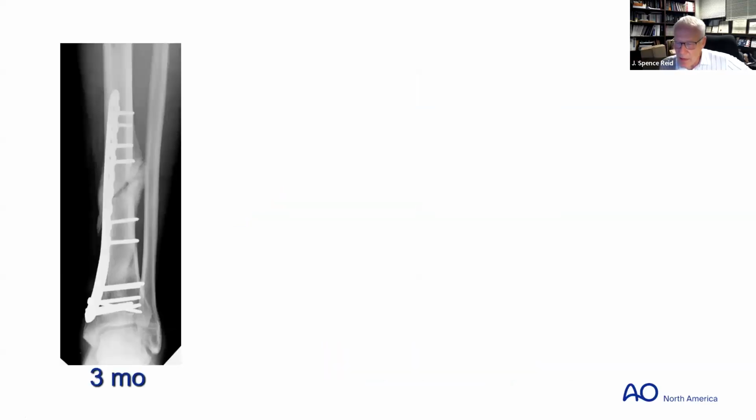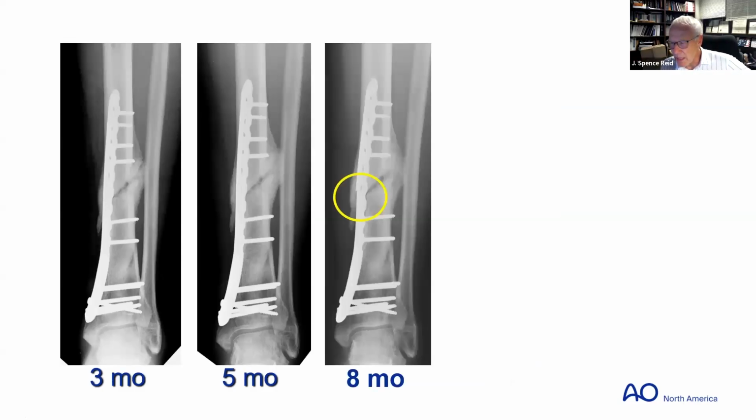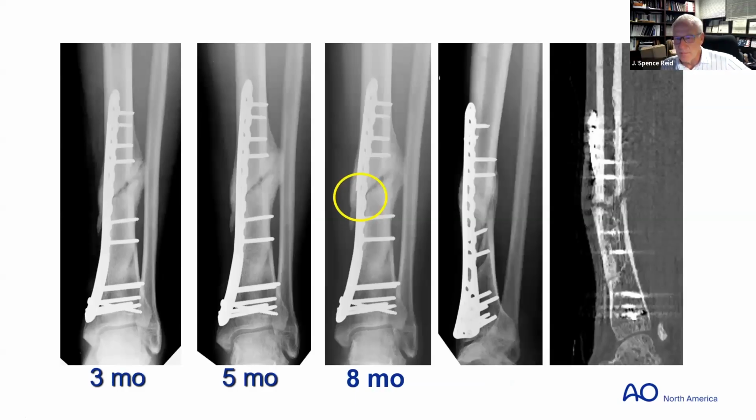So we let him weight bear at about 8 weeks. Here's at 3 months. It's coming back with callus, which obviously means that there is some motion there. 5 months, he's feeling good. He's back to work. Everybody's happy, going, yeah, good. This was a nice bridge plate. 8 months comes back, and now we have a broken plate, and he's got a nonunion at this location. So you're going, gosh, that's somewhat annoying, right?